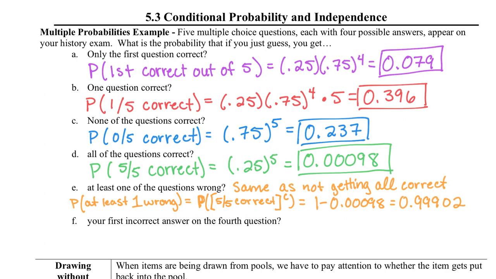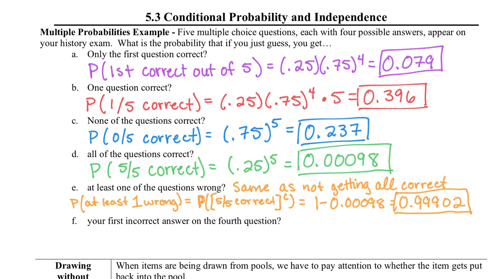So it's a very, very high probability that you're going to get at least one of them wrong. And then here's another one. Your first incorrect answer is on the fourth question. This is another one that's just slightly worded differently. So it has to be that the first incorrect one you get is on the fourth question.